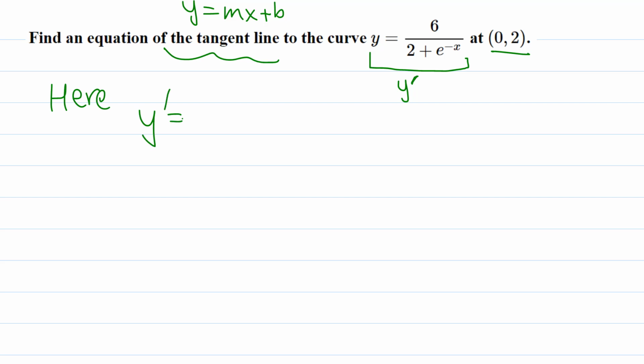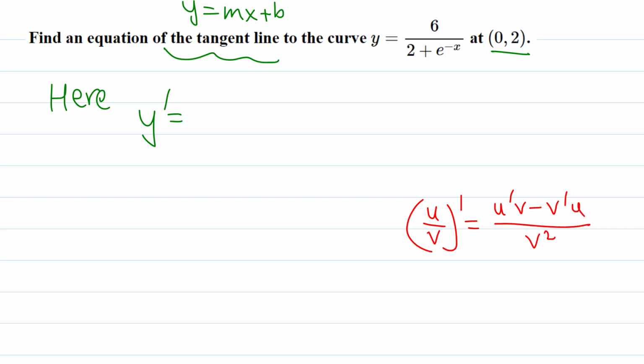So y prime is, so how do we find the derivative here? 6 over something. You cannot cancel 2 and 3, by the way. It seems like it, but that's not the case. One of many ways to do it is just use the quotient rule. We have a fraction. When we have u over v and we want to find its derivative, it is u prime v minus v prime u over v squared. I mean, this works.